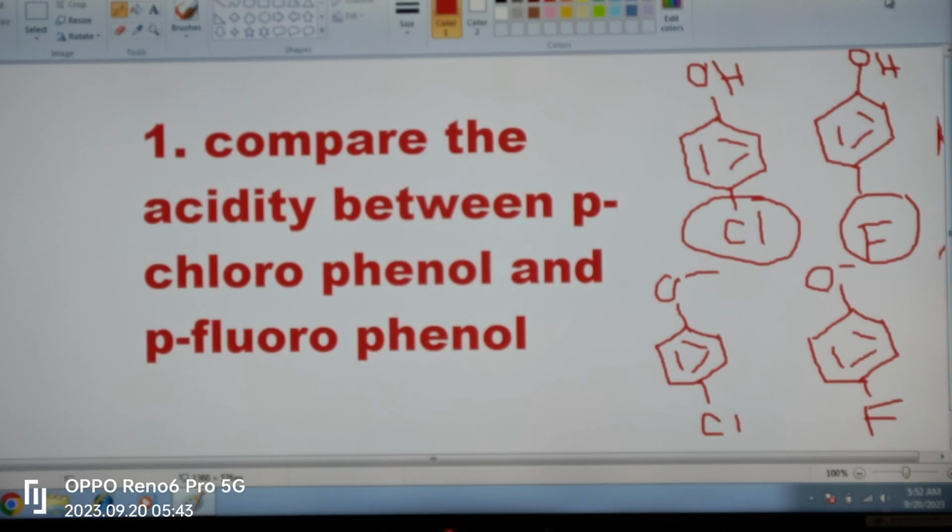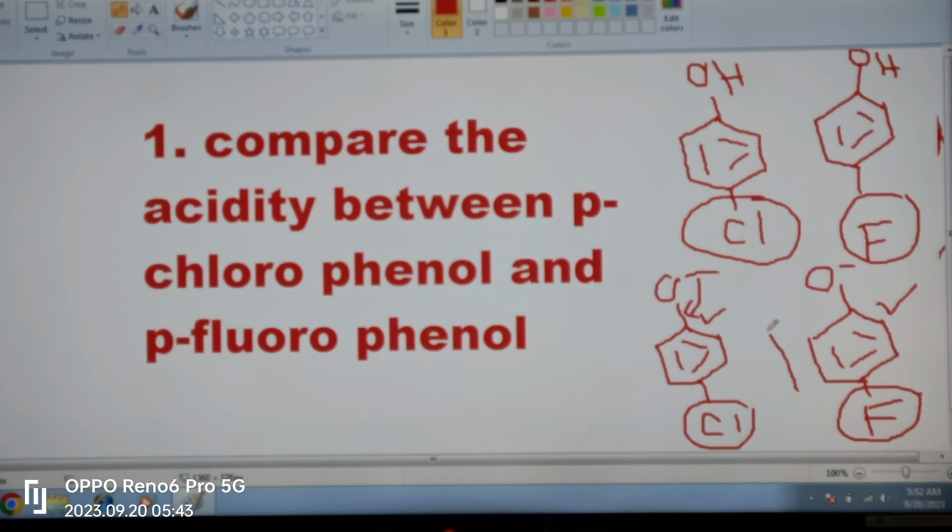Now we can see easily that this O minus will stabilize through resonance with the participation of the benzene nucleus. This is applicable for both of these conjugate bases, but the change will occur at the para position. There is a fluorine compound, and there is a chlorine compound. All of you know fluorine doesn't have any vacant d orbital, but chlorine has vacant d orbitals. So the excess electron at O minus will delocalize into the vacant d orbital by conjugation.